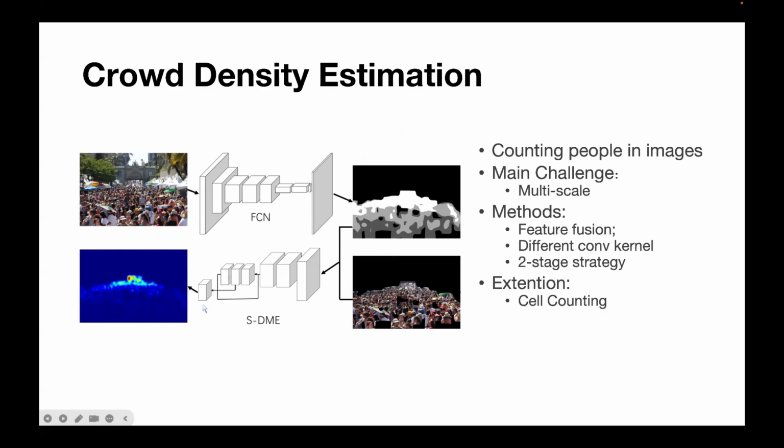These are the basic ideas. One of the challenges in this task is, as you can see from the images, in some areas there is high density of people, but in other areas they are sparse or even background. So the uneven pedestrian density is the main challenge for this task.